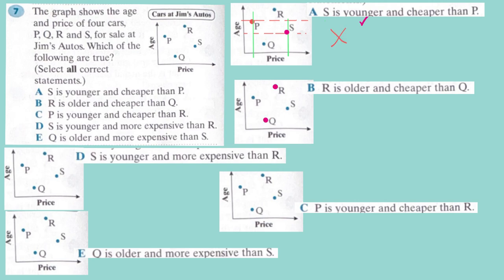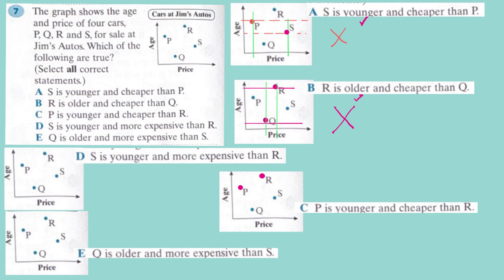Now we look at statement B, and statement B says that R is older. Well, let's have a look what R is. R is older than Q, correct. And what about cheaper? Q is cheaper and R is more expensive. So R is not cheaper than Q. Again, this is not correct.